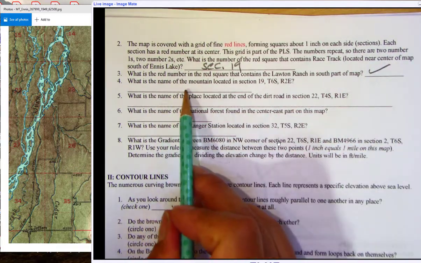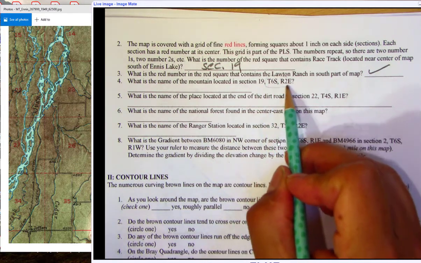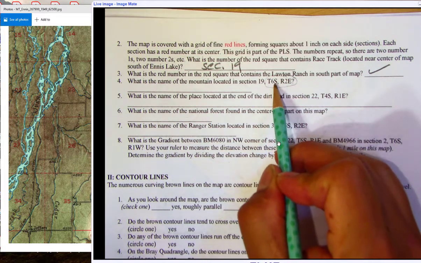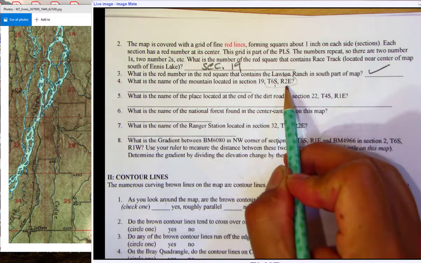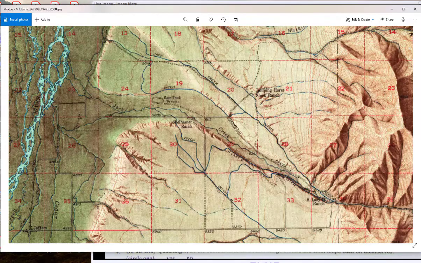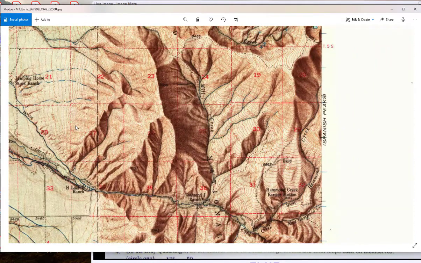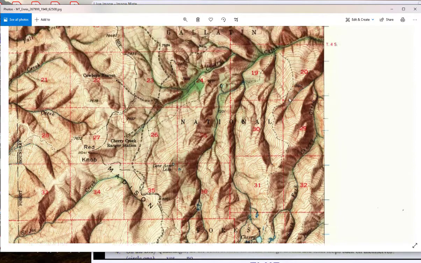And then what is the name of the mountain? So again, now I'm getting a little bit more detail. I want you to look at Township 6 South, Range 2 East, and it's section 19. So basically for that, you would go to the side of the map. You want Township 4 South. So 4 South is here.